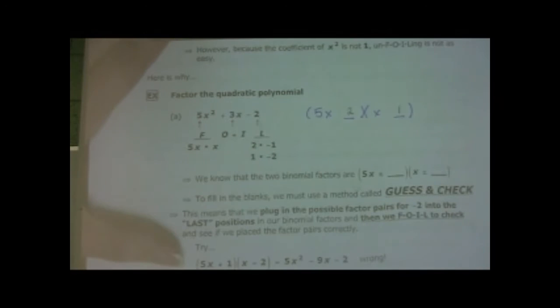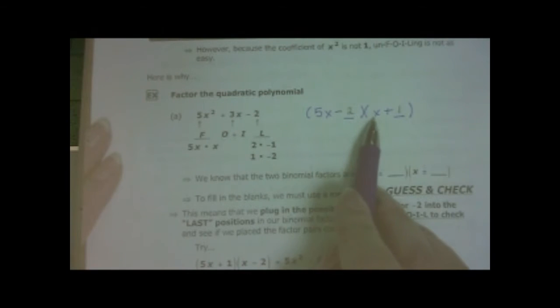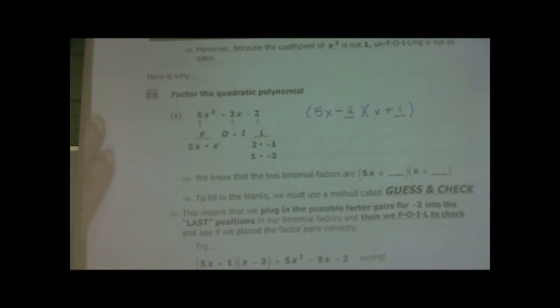If I've got the right number but the wrong sign for my inners and outers, this is simple. All I'm going to do is change my signs. So I'm going to put in a minus here and a plus here. Now in the middle I have minus 2x. On the outers I have positive 5x. That gives me positive 3x in the middle. So this takes a little bit of trial and error, or I like to call it guess and check, in order to accomplish. So let's go to the next one.